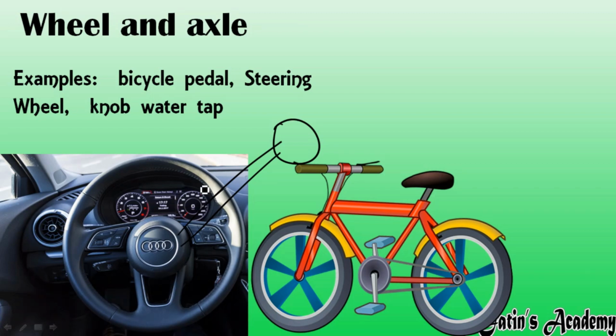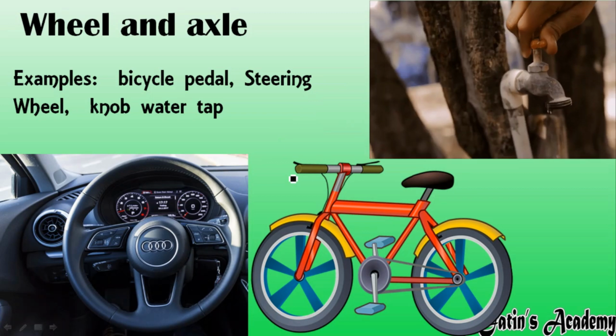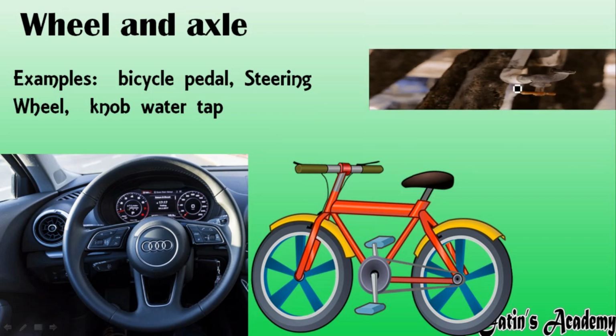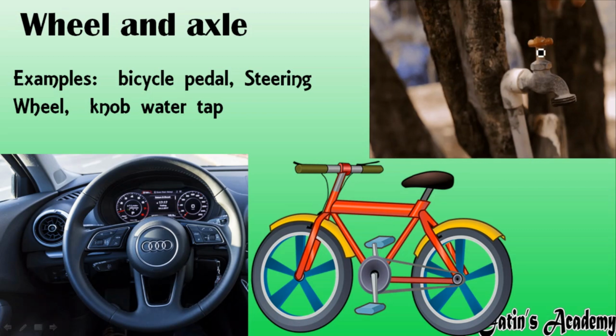Whenever we rotate the steering of the car, this axle is also rotating, and whenever this axle is rotating, it also rotates the tire of the car. Means by applying force on the steering, we can easily change the direction, or the movement of the tire. Next, we have the knob of a water tap. In a knob of a water tap also, we have a wheel and axle arrangement. Here also, whenever we rotate it, this is circular, and here we have an axle. The wheel and axle can easily rotate the tap.